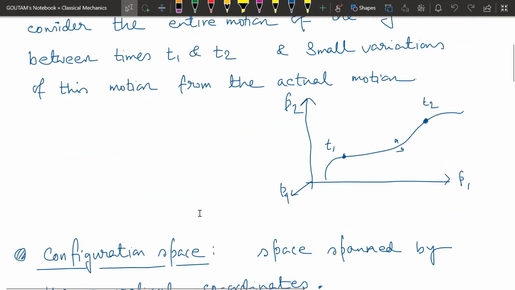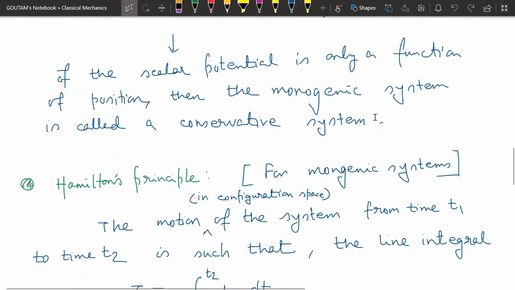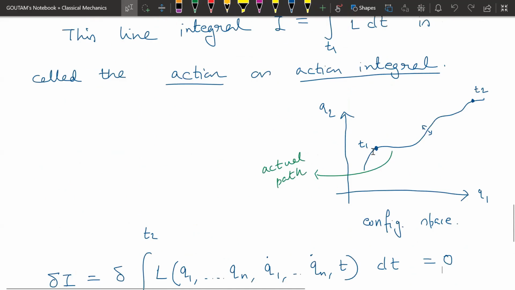So after defining Hamilton's principle, we will move towards the calculus of variations. We will see how, using this Hamilton's principle, we can achieve the equation of motion of this actual path.